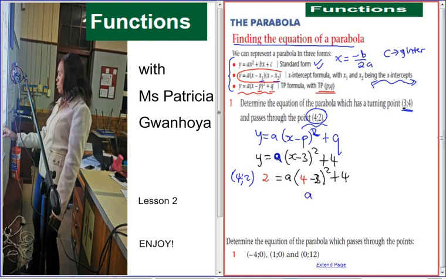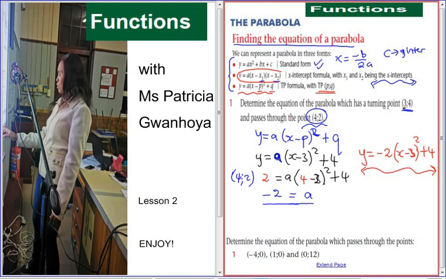So I'm going to take 4 to the other side and say 2 minus 4, I am going to get negative 2. So at this point, I now have the equation of this function. I can write it as y is equal to negative 2, you see I'm putting it in place of a, and then in place of p, there is 3 there, and in place of q, there is positive 4. So this one can be seen as the equation of this function. If there was nothing else stipulated in the question, that is already the equation of this function.